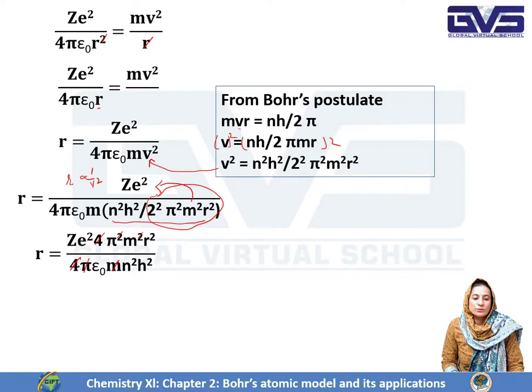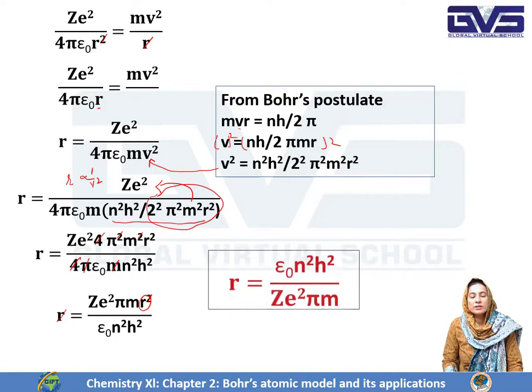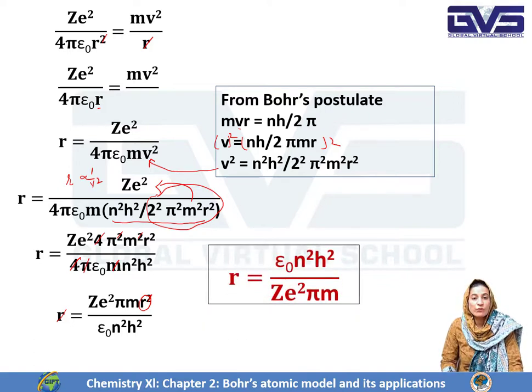And you can also observe r and r square. These are also common in this r, and you can calculate this. So keep this single r on one side and take all these values to the other side of the equation, and you get this final expression or formula for calculating the radius of hydrogen, helium ion and lithium ion. So finally we have this equation.